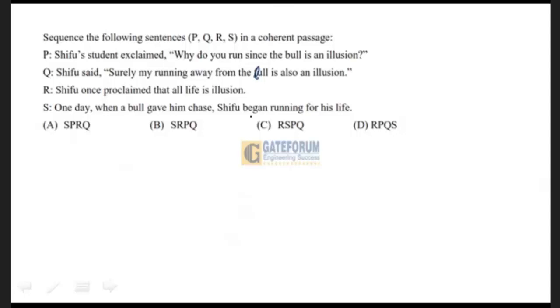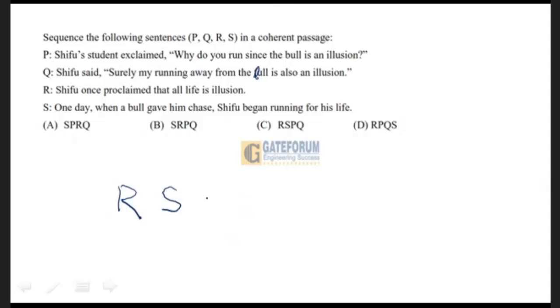Now for these to have a coherent meaning, it is very clear that R must come first. Shifu once proclaimed that all life is an illusion. Then obviously S must come. One day when a bull gave him chase, Shifu began running for his life.